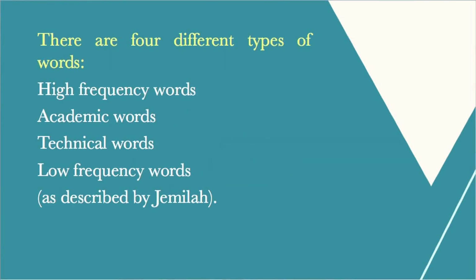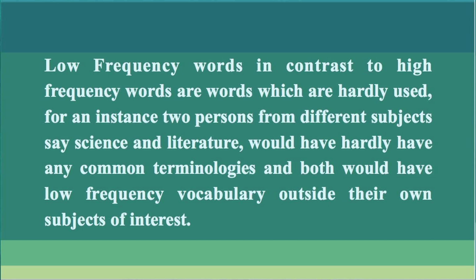You may note that there are four different types of words, such as high-frequency words, academic words, technical words, and low-frequency words, as also described by Jamila. While the best source of common academic words in a particular language is the academic word lists, technical words are more subject-specific, drawing from their respective common usage of words or terminologies. Now, in contrast, low-frequency words, in contrast to high-frequency words, are words which are hardly used.